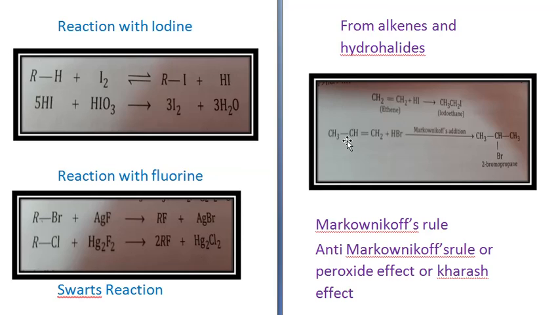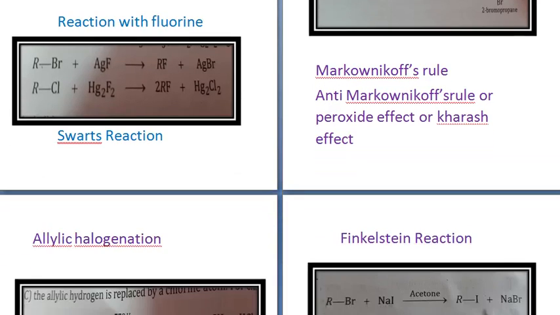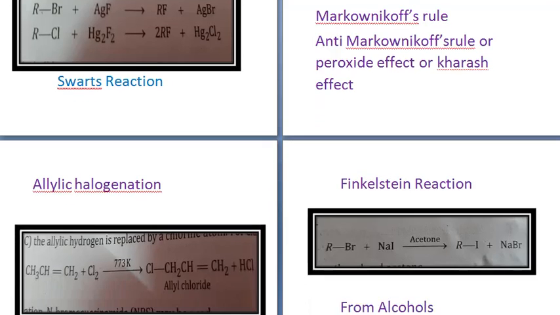Then that will be called as Kharash effect. And the product that you will get in Markovnikov's rule, you were getting 2 bromopropane. In case of anti-Markovnikov's rule or Kharash effect, you will get 1 bromopropane. Alright, so this is how the addition is done, and haloalkanes are obtained from alkene and hydrogen halides.